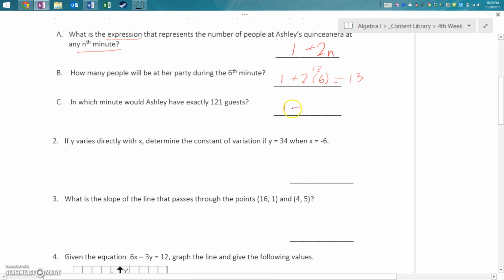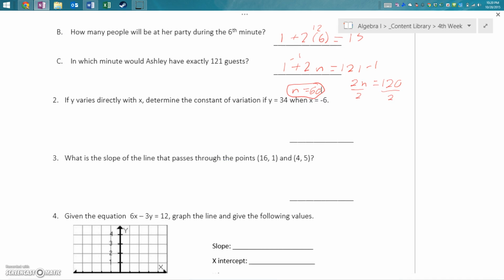Now, at what time will you have 121 guests? So we're asking you what minute, the question is, at what minute will you have that many people? This is solving just an equation. There's the equation. Okay, subtract a 1, subtract a 1. Now you have 2n equals 120. And divide away the 2. And after 60 minutes, she'll have 121 people at her party.